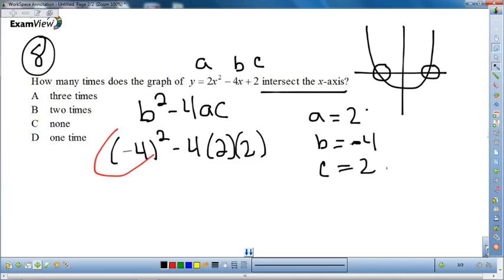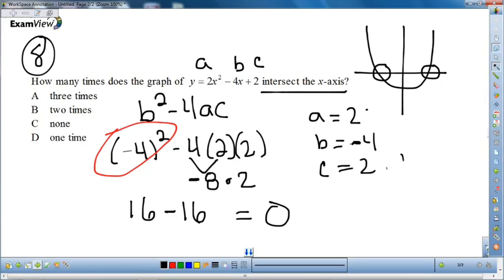So -4 squared is -4 times -4, which is positive 16. 4 times 2 is 8, and 8 times 2 is 16, so 16 minus 16 is 0. So how many times does it intersect? It intersects 1 time.